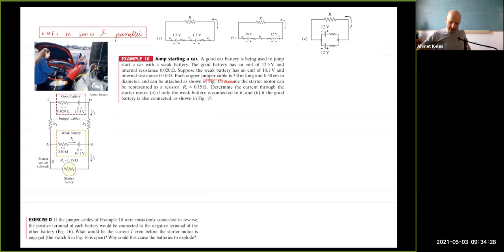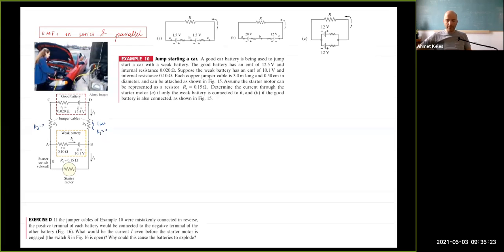Suppose the weak battery has an EMF of 10.1 volts, internal resistance 0.1 ohm. Each copper jumper cable is 3 meters long and 0.5 centimeter in diameter and can be attached as shown here. Assume the starter motor can be represented with a resistor RS of 0.15 ohm, this guy, and determine the current through the starter motor A if only the weak battery is connected to it, and B if the good battery is also connected here. For simplicity, let's neglect the RJs, take them equal to 0. There will be a little bit of difference from your book, but let's keep it simpler, not to deal with a lot of numbers.